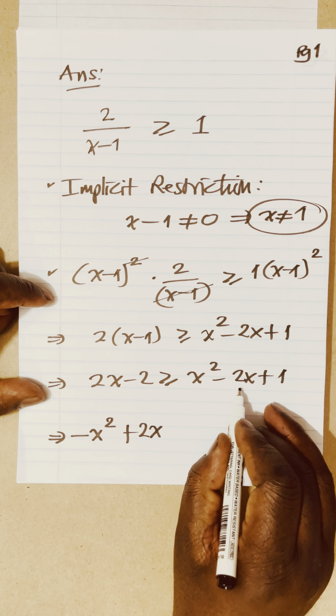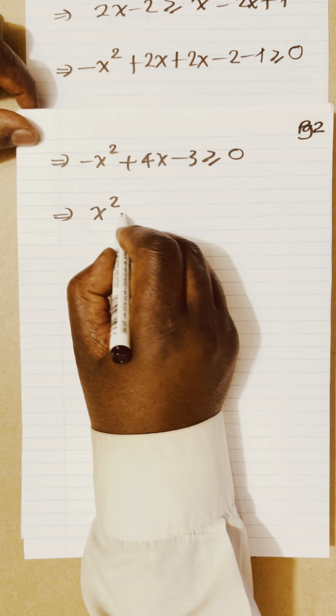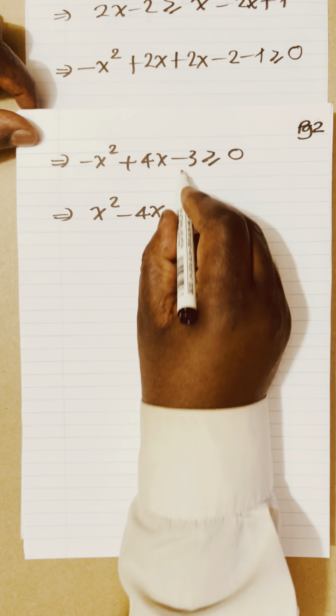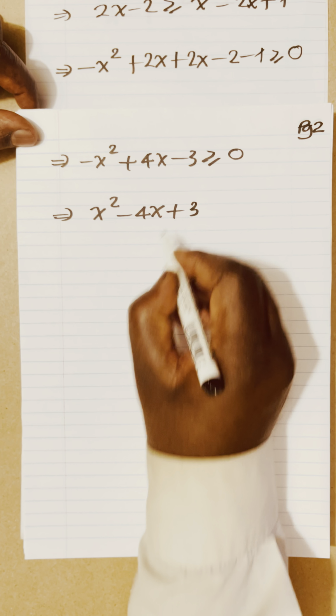When you're solving inequalities, make sure the term containing x squared, especially for quadratic inequalities, must always be positive. So multiply by minus 1 throughout. That sign changes to positive x squared. That sign changes to minus 4x. That sign changes to positive 3. And the inequality sign must change.